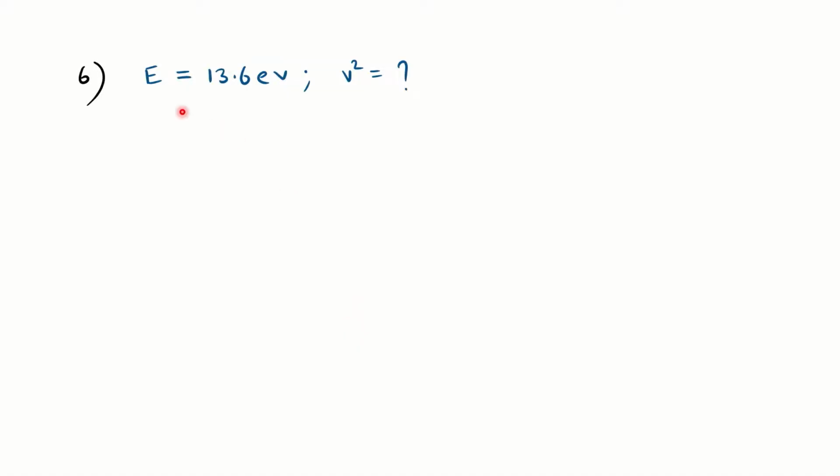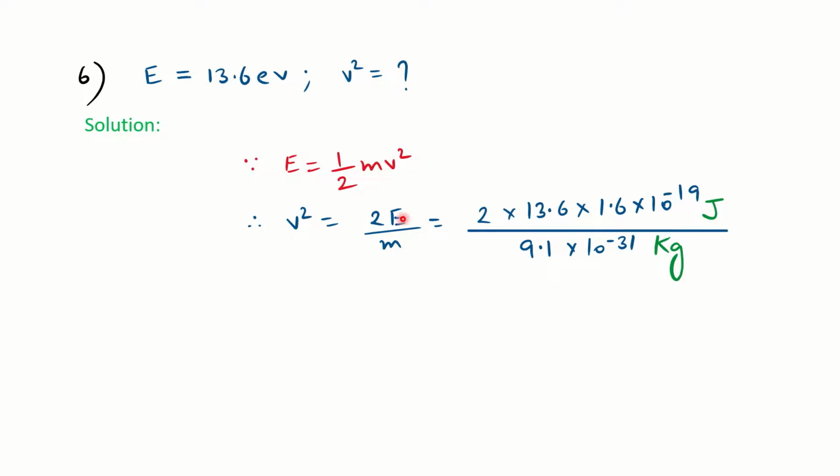Next question, where they have given you the E value in electron volt, and they are asking you to calculate V square. Very simple formula, we know that E is equal to half mv square, m was mentioned, so you can finally figure out V square equals 2E divided by m. Here the only thing is this energy is given in electron volt, and the answer they are asking in meter square per second square.